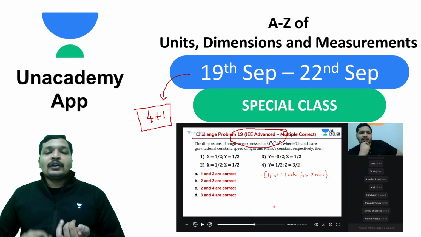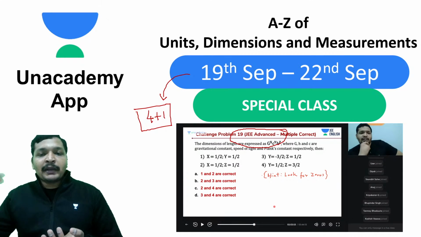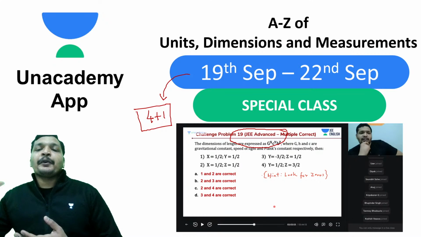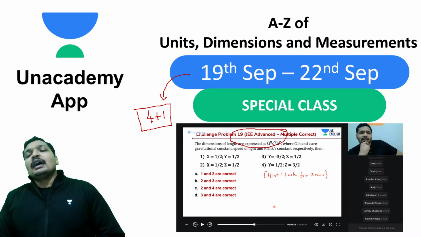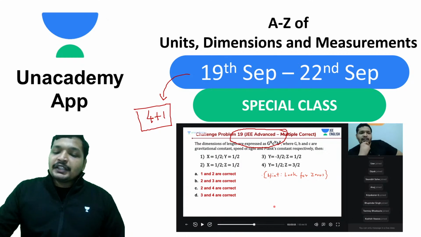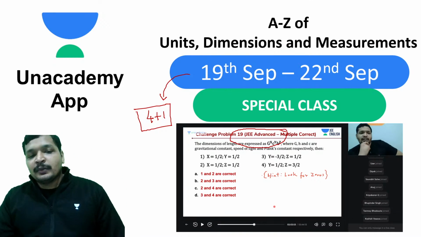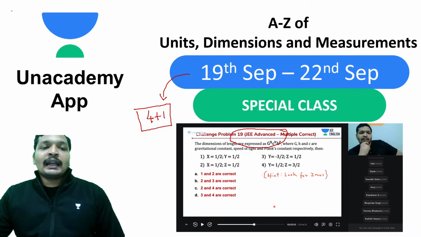What all concepts have we covered in this? Units based problems, dimension analysis of important quantities, error analysis, least count of measuring instruments, and different kinds of measuring instruments, right? And it's all on the Unacademy learning app.